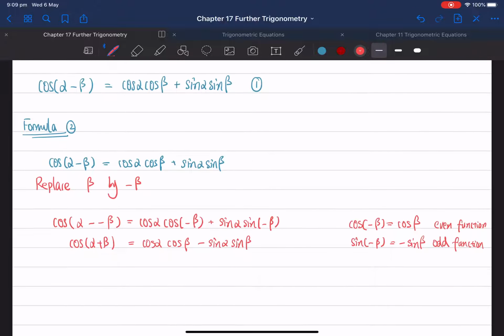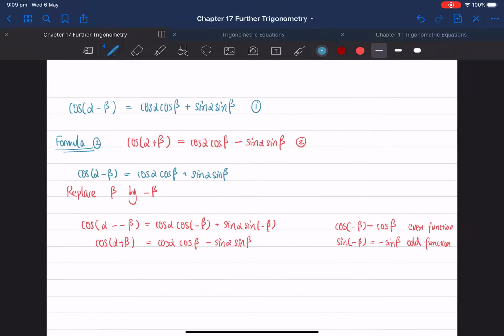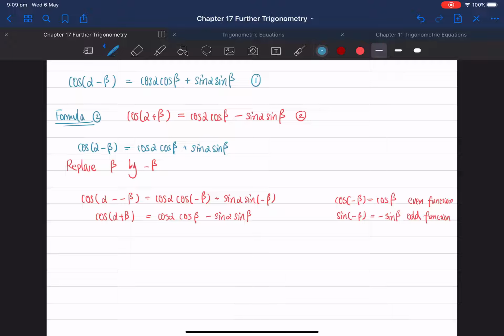And that formula tells you what happens if we change the sign from negative to positive inside the bracket. And then it's really easy. We'll basically just change the sign here. So that's formula number 2. All right, let's move on to formula number 3. We've got a few more to do.